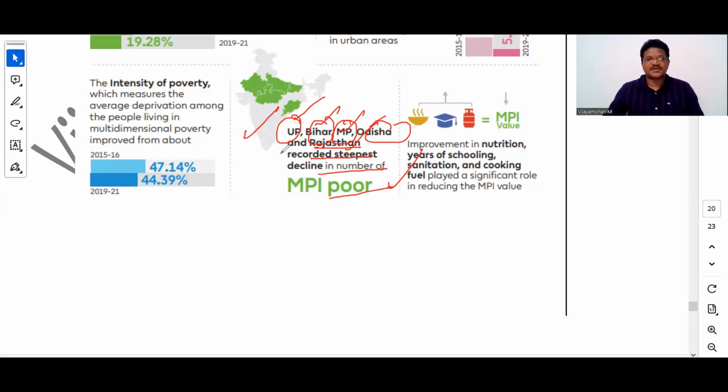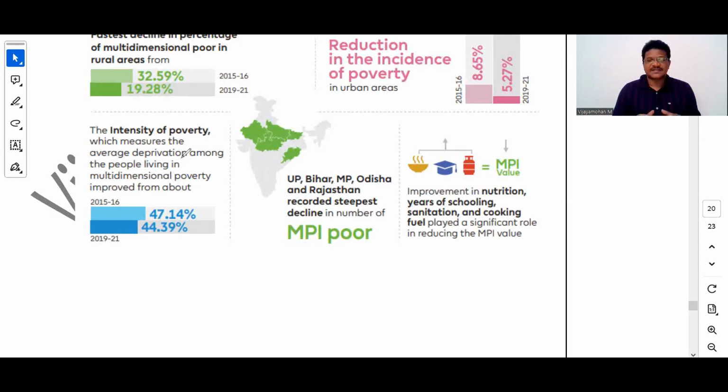So that is why the performance of these states witnessed huge improvements, and even in the headcount ratio they recorded the steepest decline in the number of MPI poor. Okay, right? And which are the indicators that have contributed more to the decline of MPI value during these years? Adi kuda okasari chuddam manam. Improvement in nutrition, years of schooling, sanitation and cooking fuel.